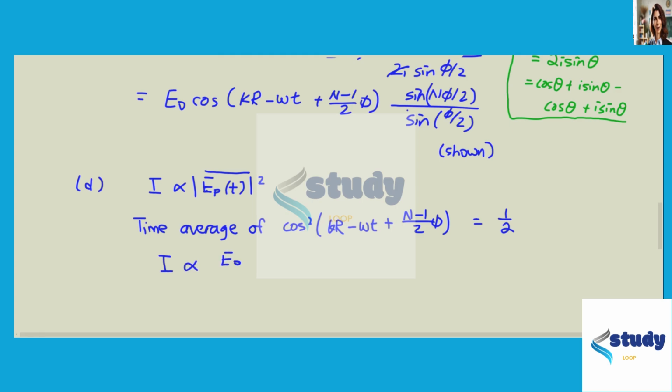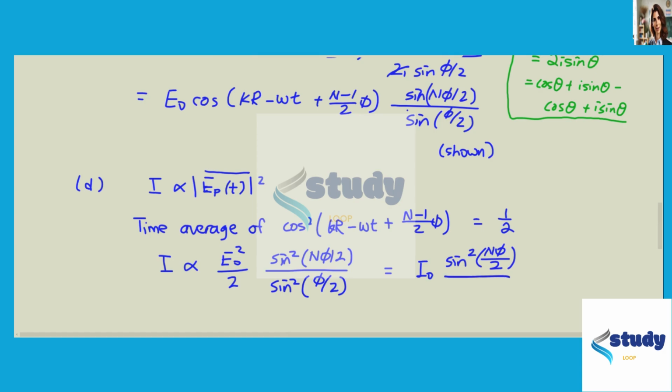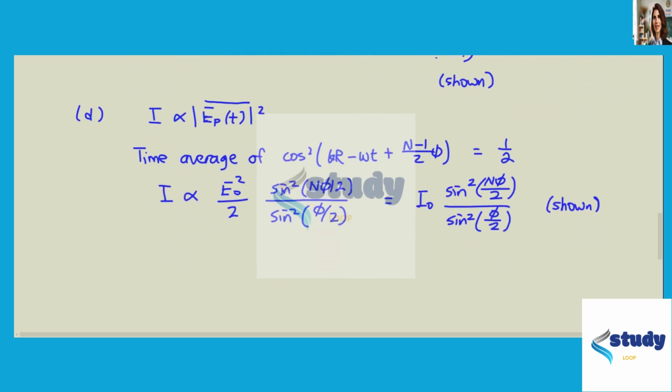And so I will be proportional to E naught square over 2 times sine square n phi divided by 2 divided by sine square phi divided by 2, and then we write it as equal to I naught sine square n phi divided by 2 divided by sine square phi divided by 2. Alright, so this is our part D.